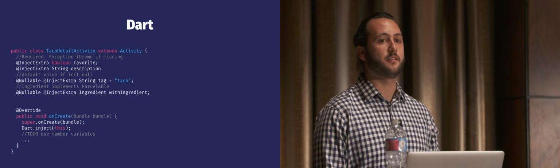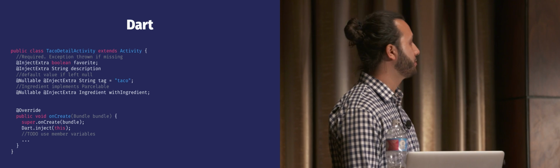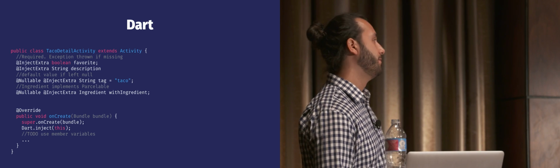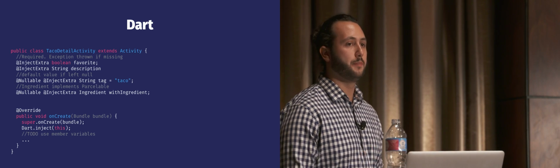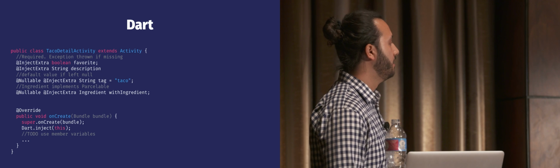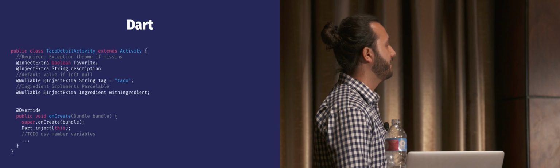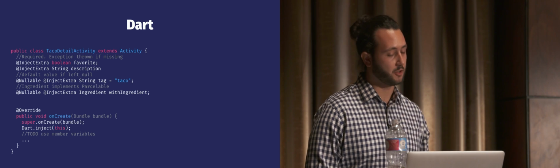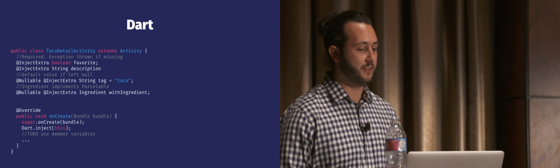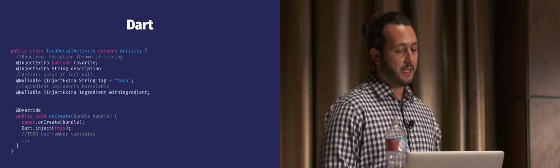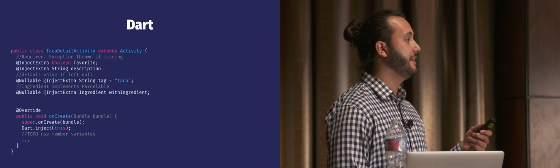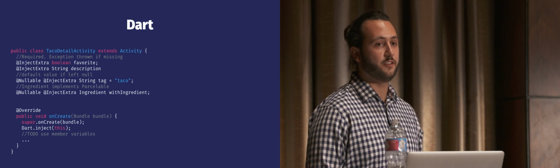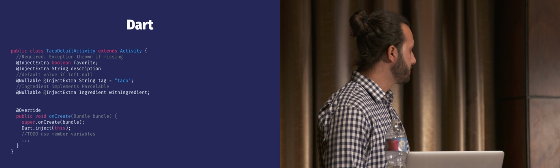However, if you want to make those extras an optional field, we can just use this nullable annotation. So our app will not blow up, and we'll be fine if the other activity doesn't send in any kind of extras on the intent. We can also set a default value. So for this tag, if we do not send in a tag as an extra on the intent, we can default it to taco, just in case you forgot that we were talking about tacos.